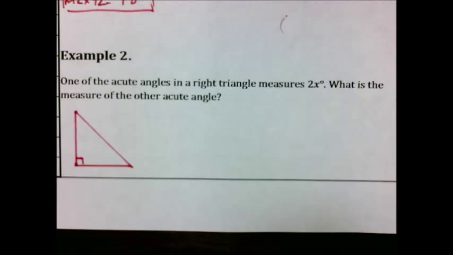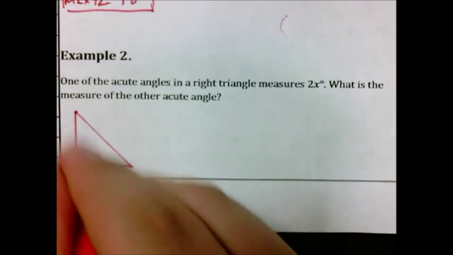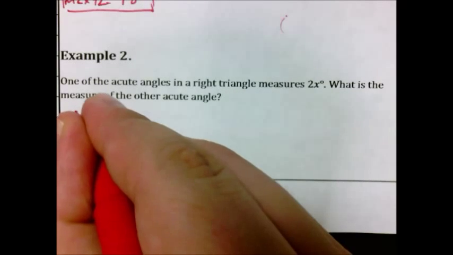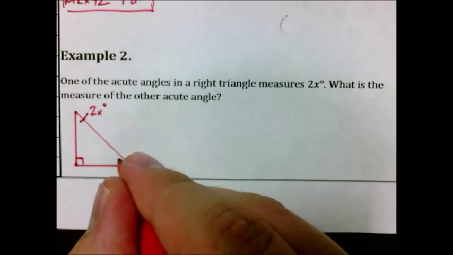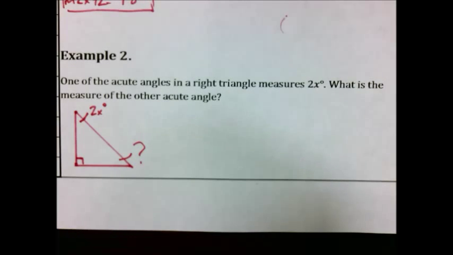Example 2 says one of the acute angles in a right triangle measures 2x. What is the measure of the other acute angle? What we know is that here's a right angle, and one of these angle measures is 2x degrees. We just need to know what the other measure is. That's what it's asking.